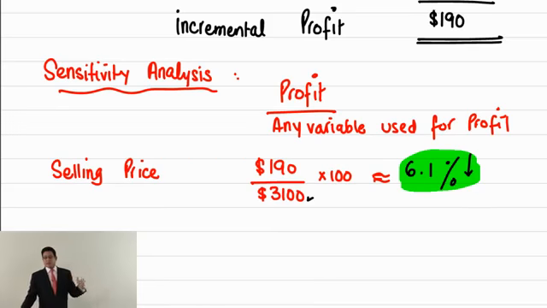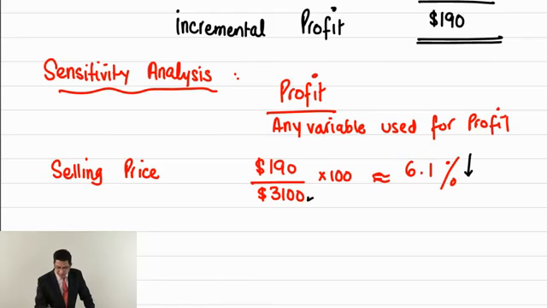So of course, if their product is very unique and they are very much confident they wouldn't need to decrease the price, they can go ahead. But if their product is not that unique and there are other competitors as well, okay, they may end up dropping the price. Maximum price drop they can afford is 6.1%. And if the chances are the price drop may be higher than 6.1%, they should not do the further processing. Okay, let's do another one, which is direct materials, and I think that will be sufficient.